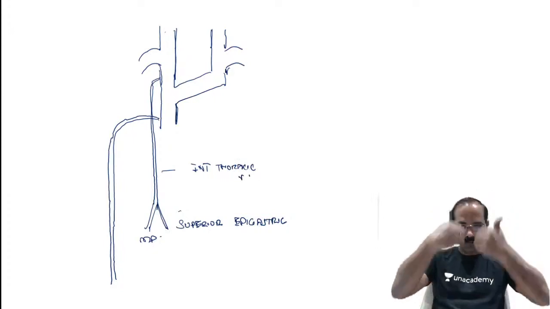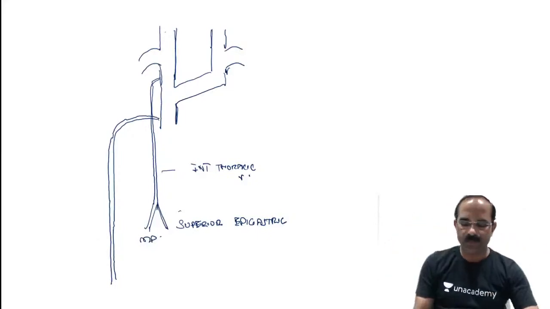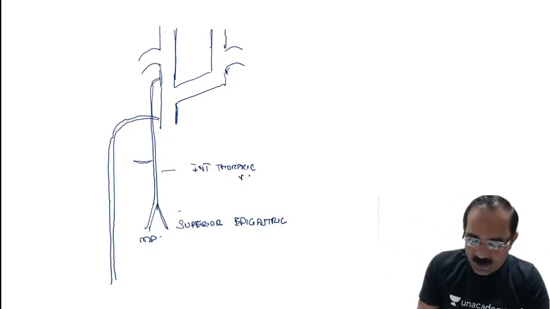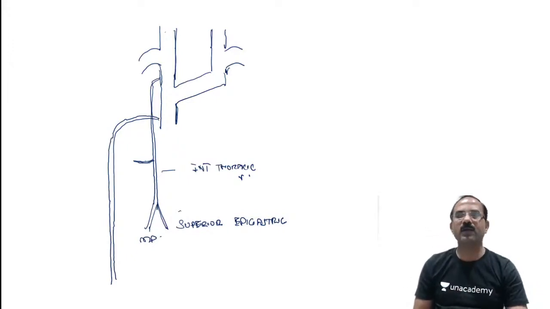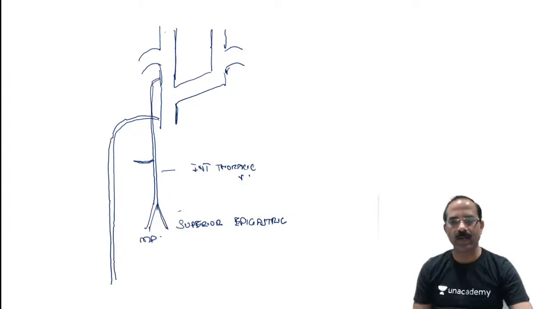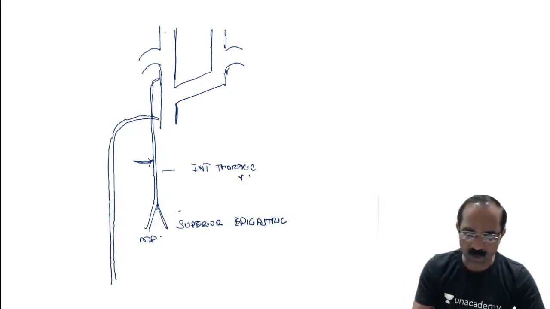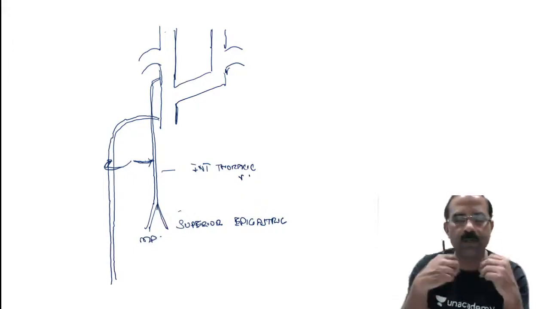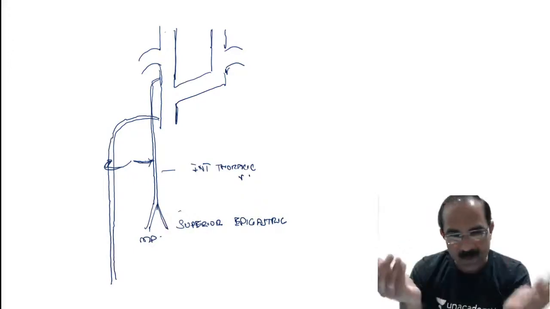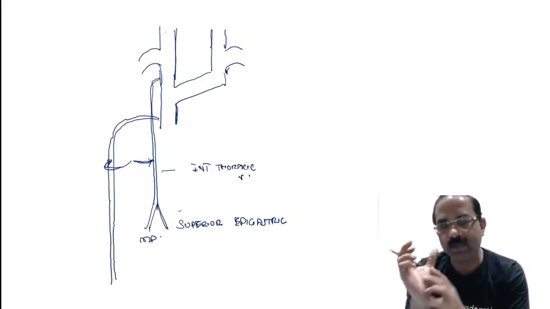So the internal thoracic vein is on the anterior aspect. The azygous vein is on the posterior aspect. And what opens into this internal thoracic vein? I've just made one vein for you. This is the anterior intercostal vein, which opens into the internal thoracic vein. And what anastomoses with this anterior intercostal vein is the posterior intercostal vein. And this posterior intercostal vein on the right side opens into the azygous vein.